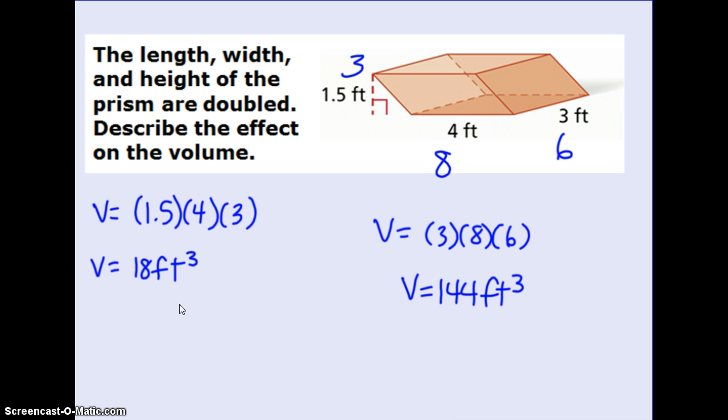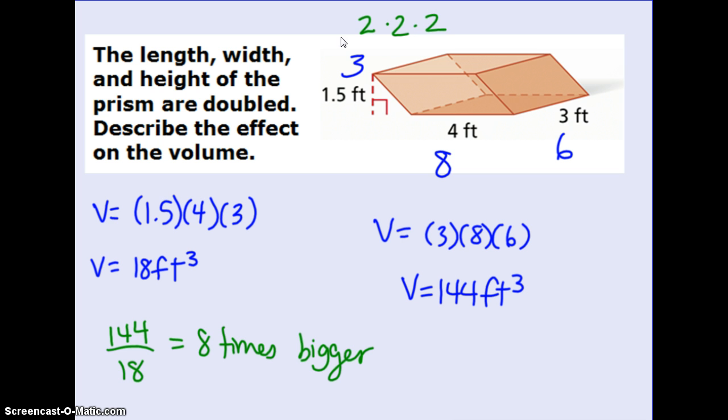So what is the difference from 18 to 144? So all I would do is do 144 over 18, and I see that it's 8 times bigger. And that actually makes sense, because if I multiply each side by 2, I multiplied by 2, multiplied by 2, multiplied by 2, 2 times 2 times 2 is actually going to give us 8. So that means it's 8 times bigger. Does that make sense?